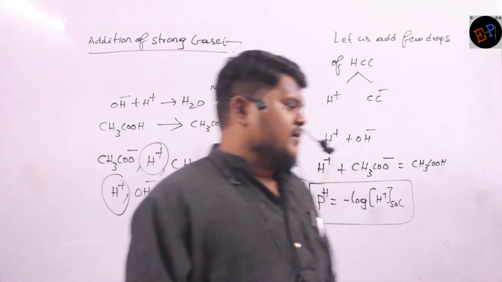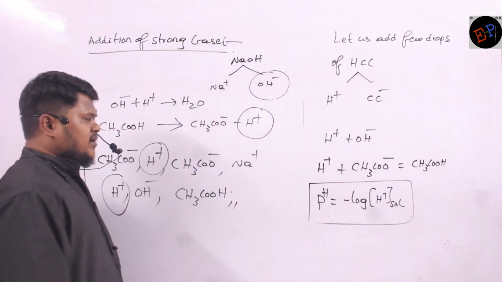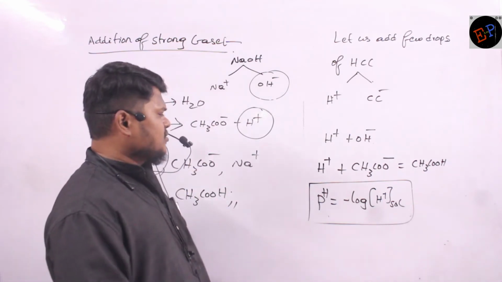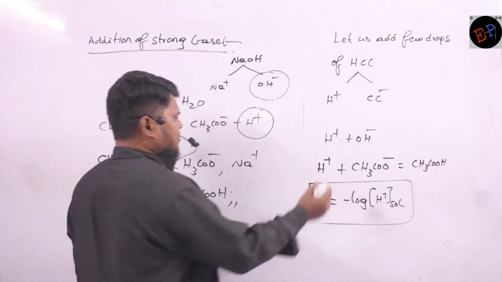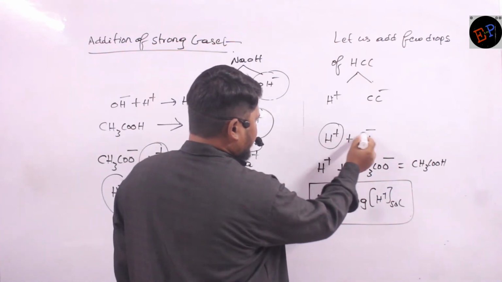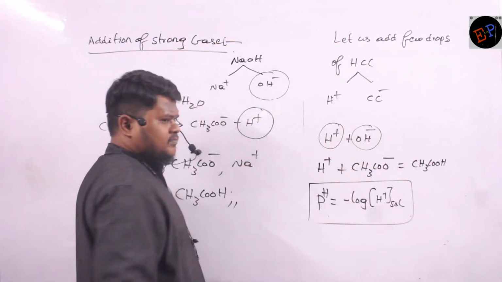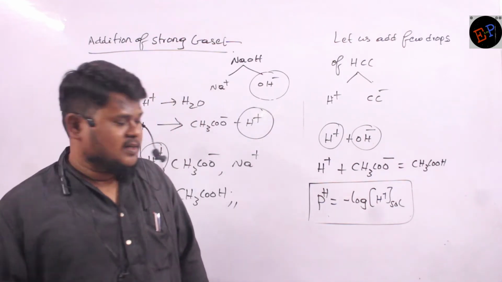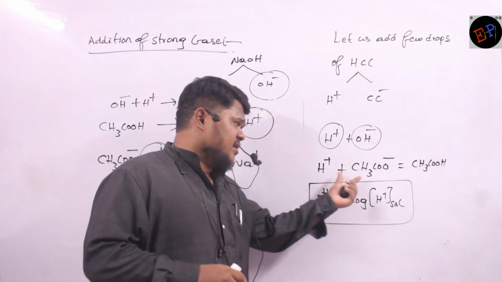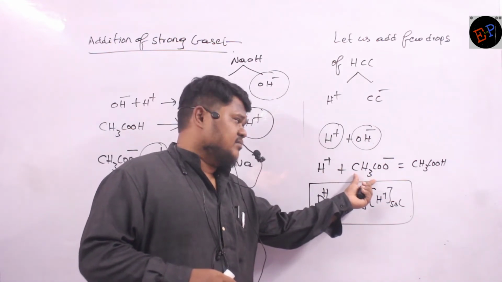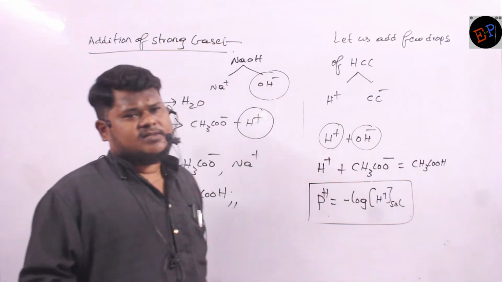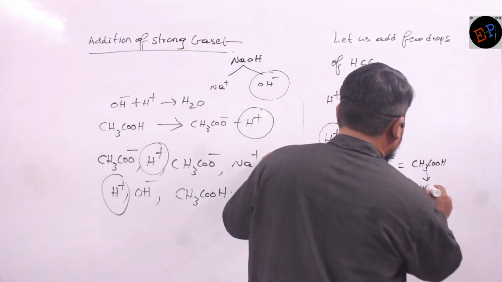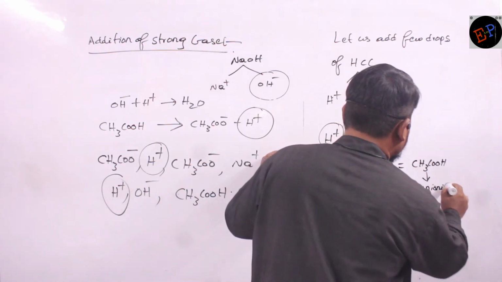Is it clear now? So therefore, what is the final conclusion we have to see? A question was asked on this conclusion in 2012 or sometime. So H plus reacts with OH minus to form water, which is an unionized molecule. Clear? Similarly, H plus reacts with CH3COO minus to form CH3COOH. And what is this CH3COOH? It is an unionized molecule.